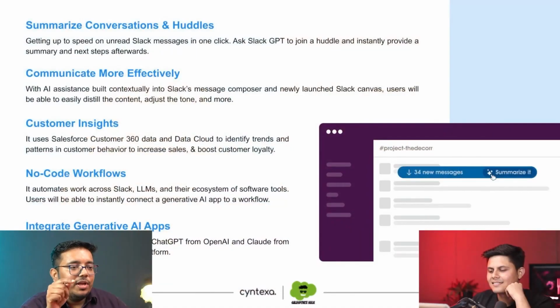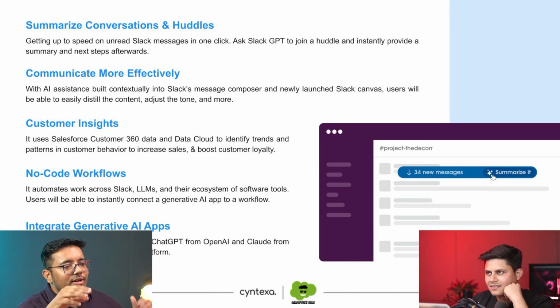Then we have no code workflows. In this, Slack would be able to automate tasks for us using GPT and all the other LLM based solutions that they are providing, because it is all under one ecosystem: AI Cloud and then Slack GPT. So it can do all of that linking, update the contact, update the case record with the status closed. It can do that for us.